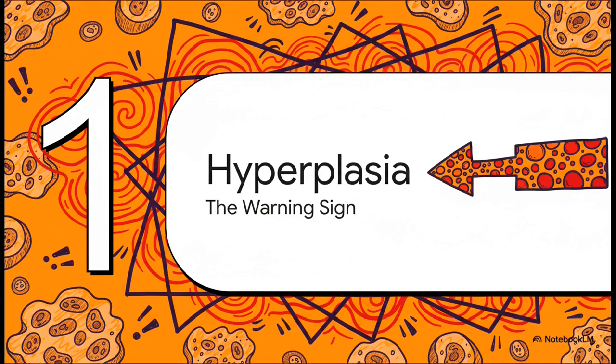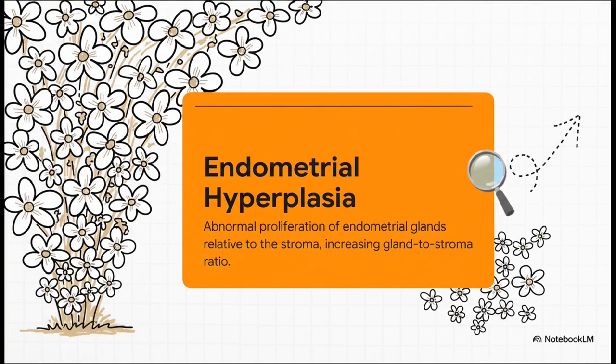It's called endometrial hyperplasia. You can think of it as a big, flashing red light, a major warning sign. So, what exactly is this hyperplasia? Fundamentally, it's just this. There are way too many glands and not enough stroma, the supporting tissue. Imagine a garden that's so overgrown with flowers that you can't even see the soil anymore. That's what's happening here. The gland-to-stroma ratio is totally out of whack.